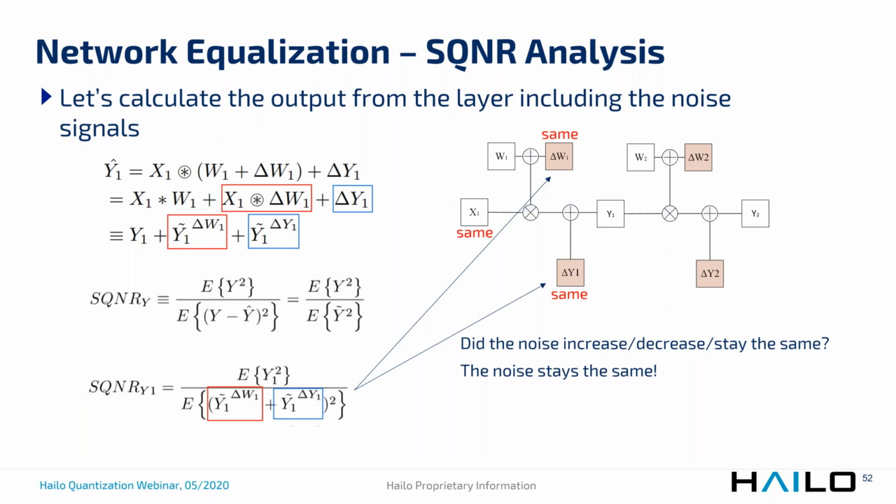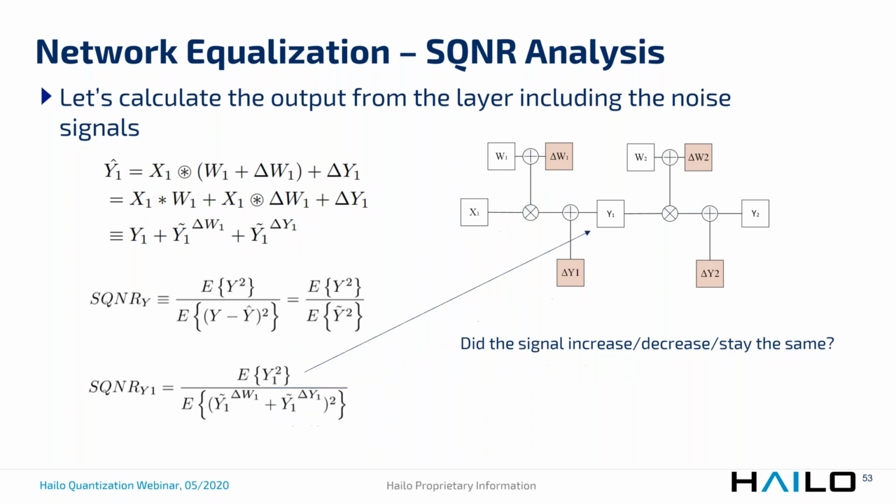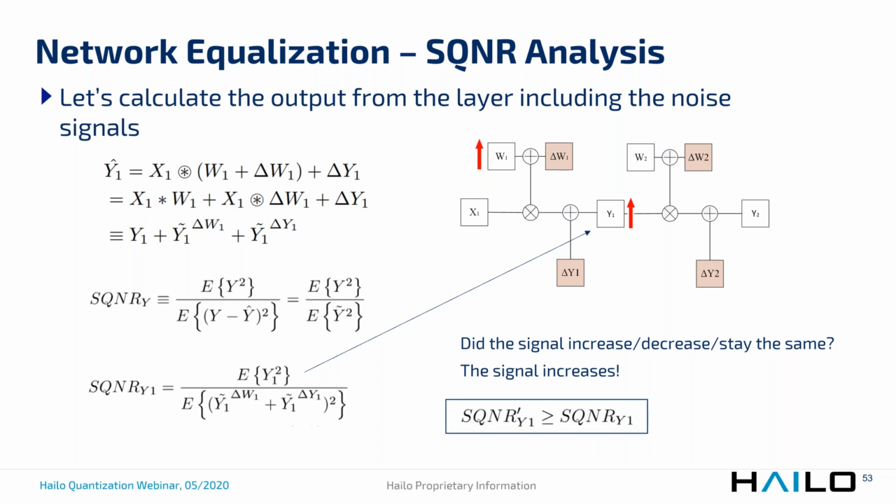Because, as we said, the equalization process does not change the range of the dominant channel, and only the dominant channel sets the amount of noise. So the noise didn't change. How about the signal? Well, the signal is amplified. This is what we're explicitly doing in equalization. So the signal is increased. So the first layer, the layer that's being equalized, has its SQNR improved.